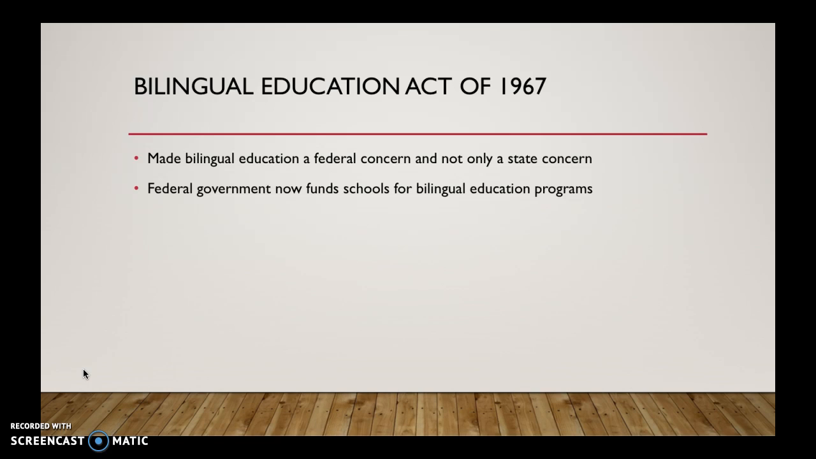So before, with the states, it was a hit or miss if they had good programs or not, and this act made it to where the federal government kind of oversaw the states doing this to try to help them do better in their bilingual education programs. And it also gave them more money, because the reason some of these schools could not have good programs is they just simply couldn't afford it.